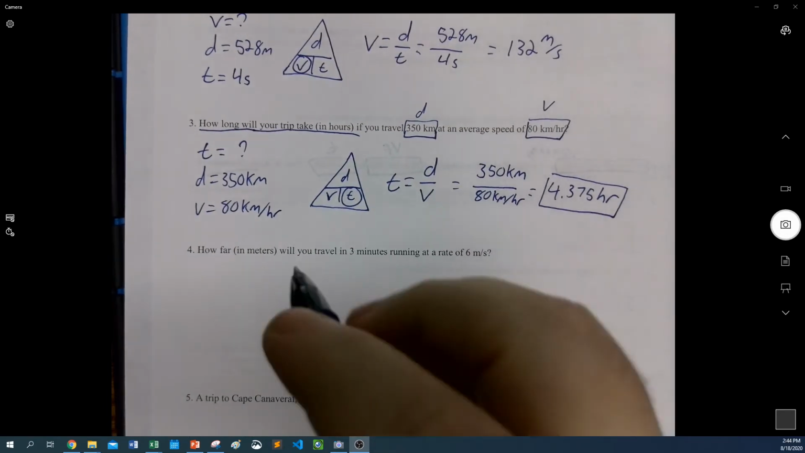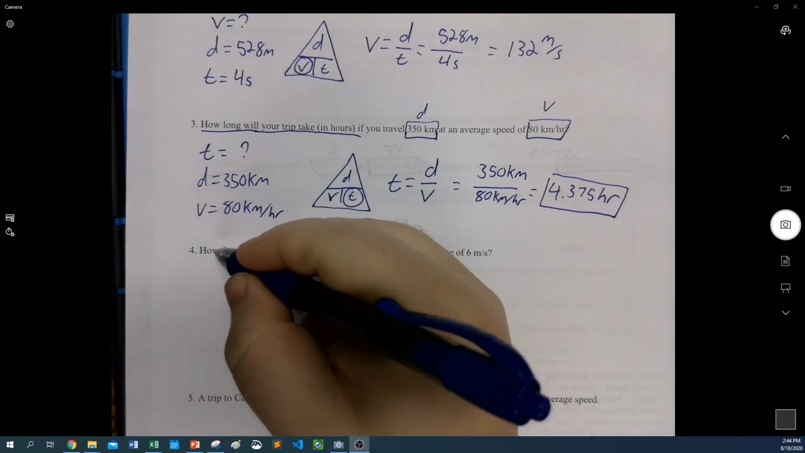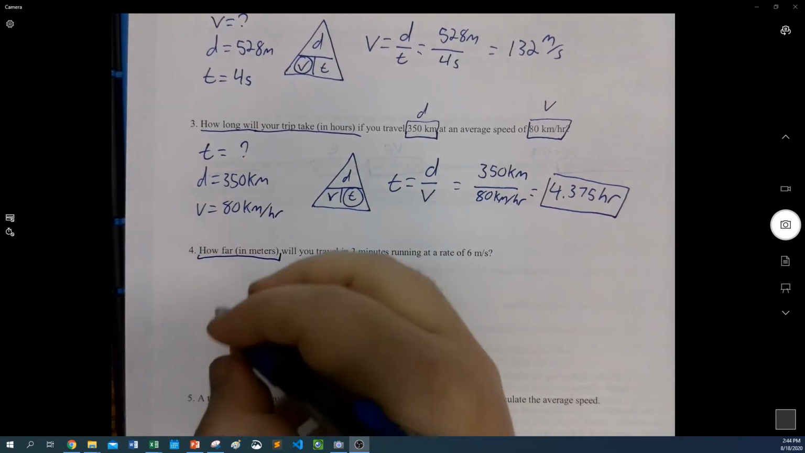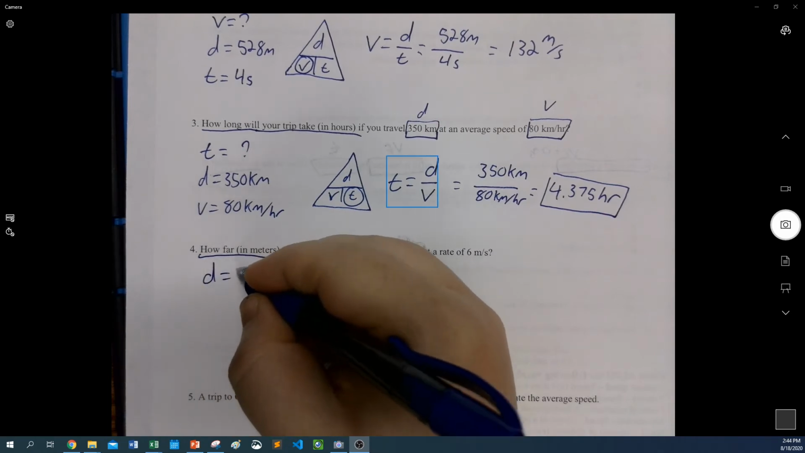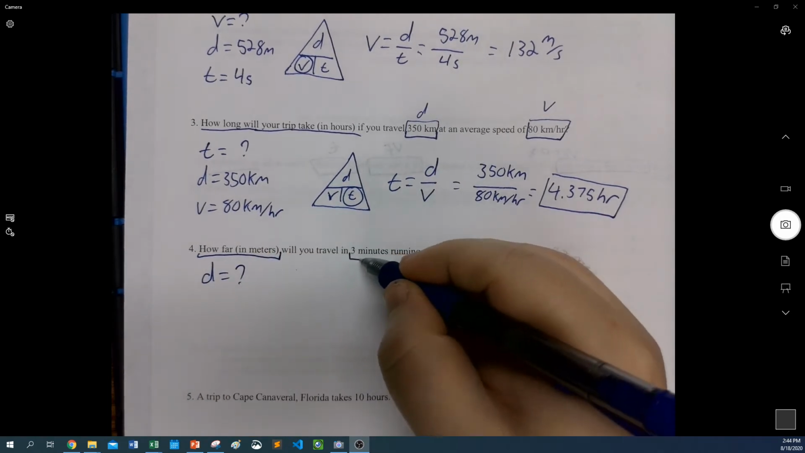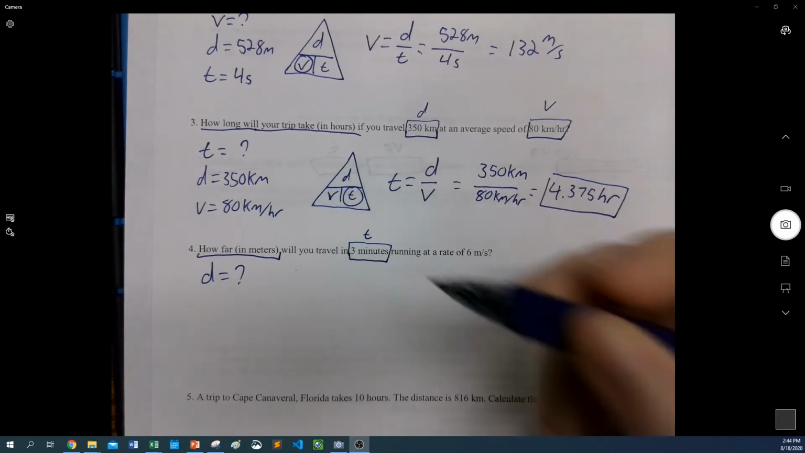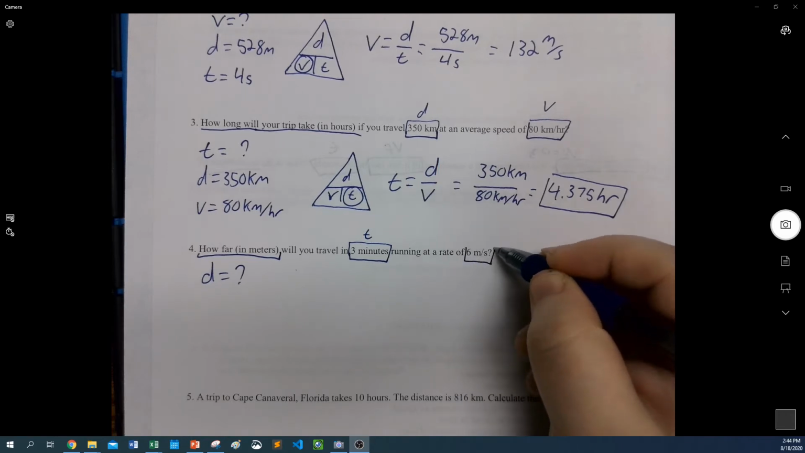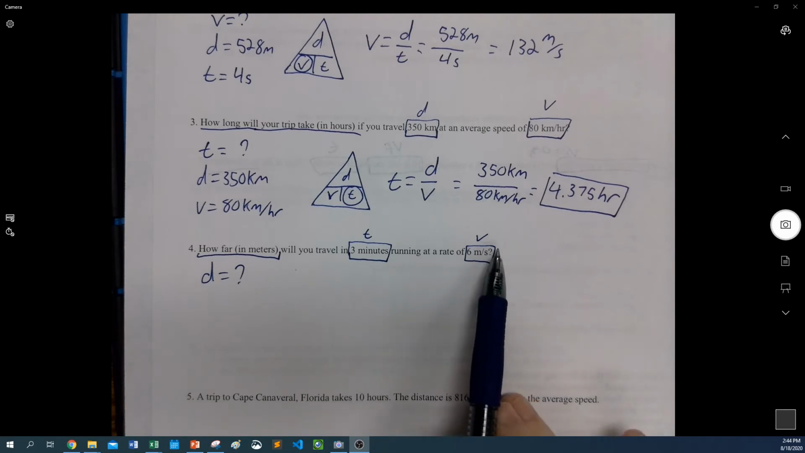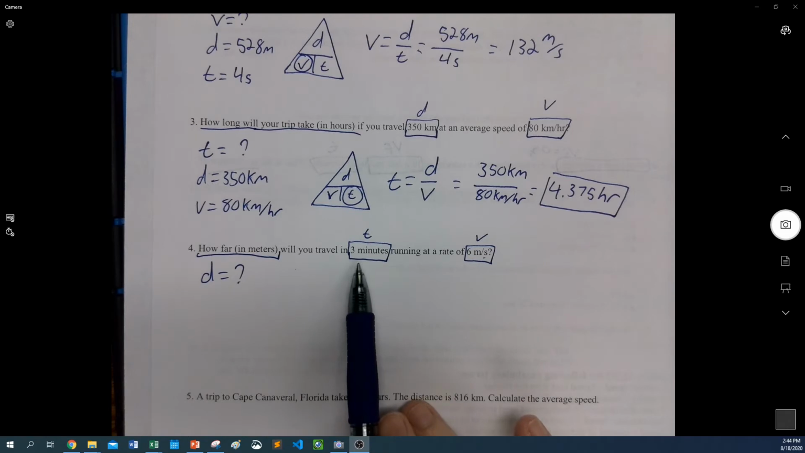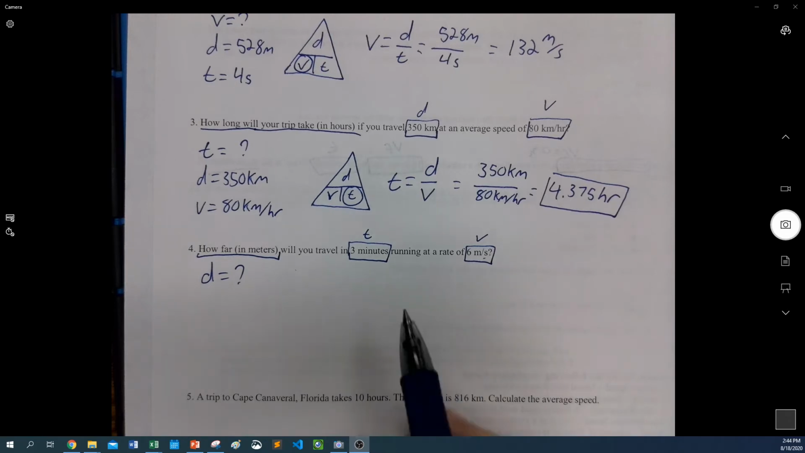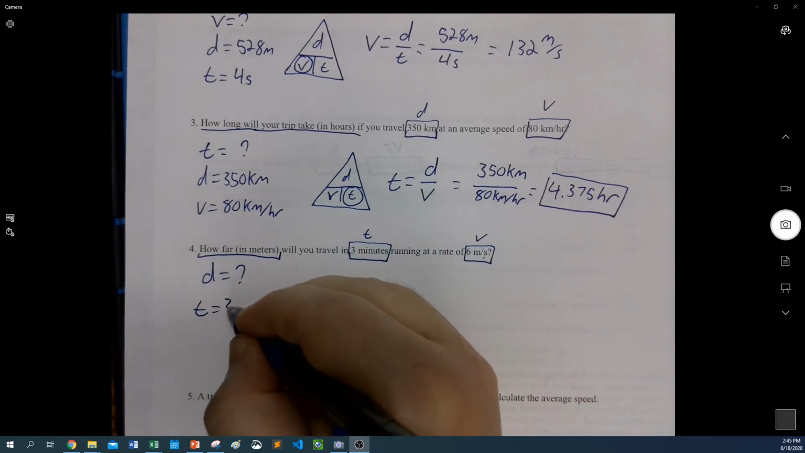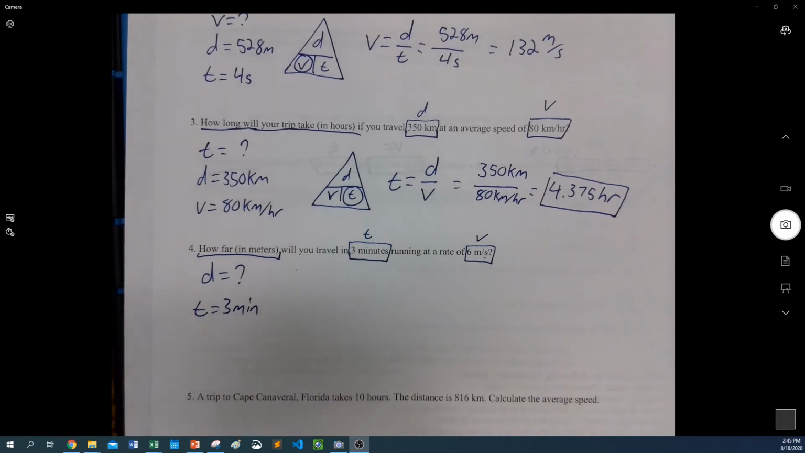Everyone got it wrong. So let's do number 4 together. How far in meters? So we're trying to figure out a distance. You travel in 3 minutes. That's your time. Running at a rate of 6 meters per second. That's your speed. Y'all see a problem there? Your time is 3 minutes, but how many seconds are in 3 minutes?